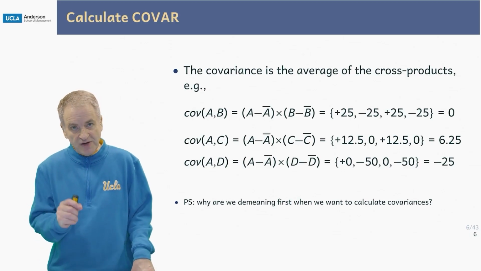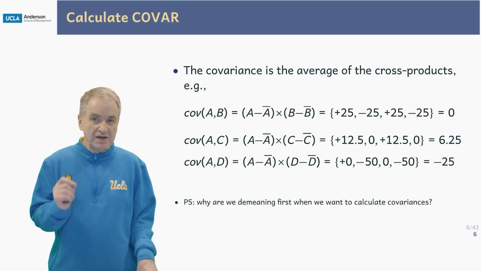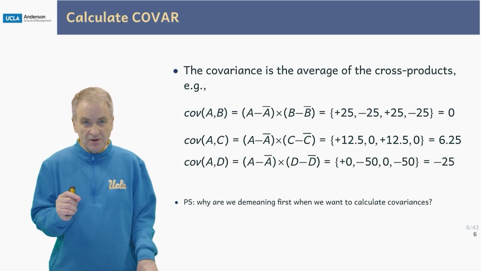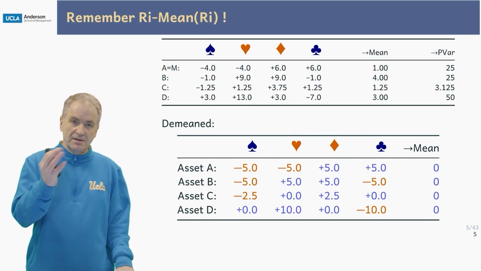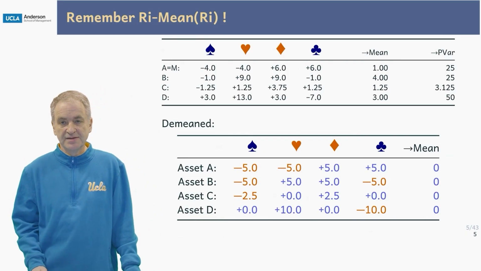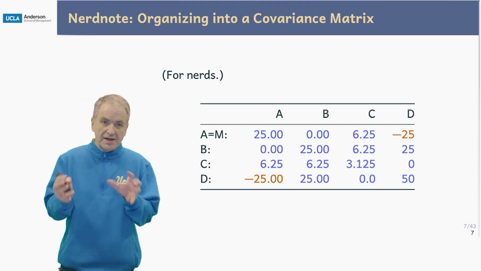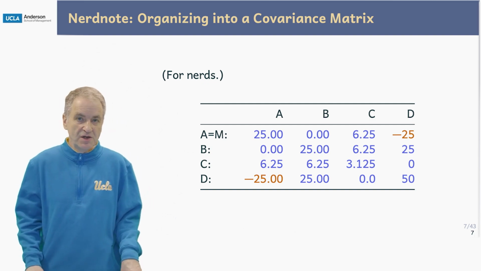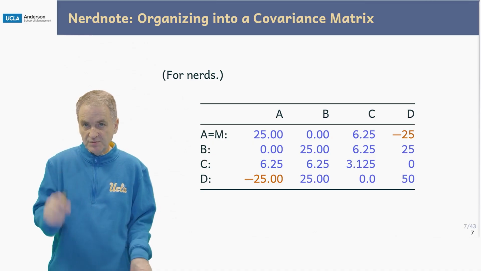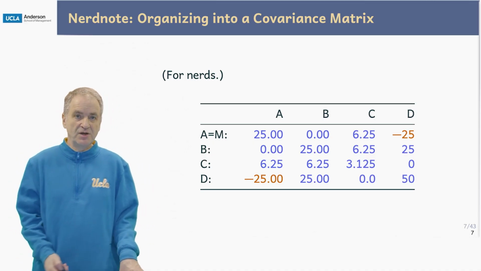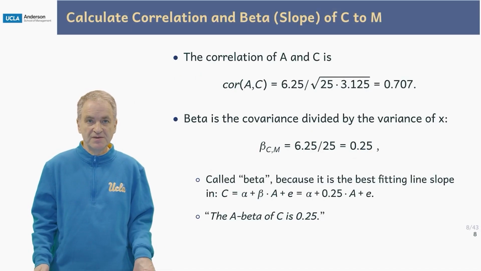And finally, the covariance between A and D is minus 25. This already gives us a hint. This is a very negative number. When A goes up, D on average goes down. This is our 4 assets. Now, if you're a nerd, you can organize these covariances into a covariance matrix, which just gives you on each one the covariance between these 2 items, and this is a symmetric matrix. This is actually sometimes useful when you do some other calculations.